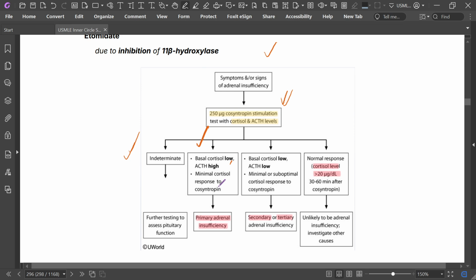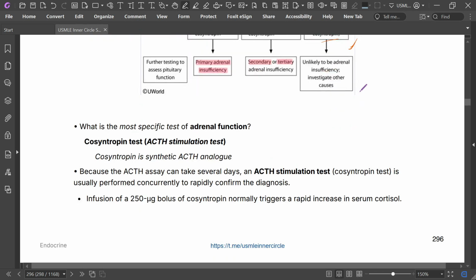If both cortisol and ACTH are low, then it is secondary or tertiary adrenal insufficiency, with minimal or suboptimal cortisol response to cosyntropin. If it is a normal response, cortisol level is more than 20, 30 to 60 minutes after cosyntropin, and adrenal insufficiency is usually unlikely, so investigate for another cause. Low cortisol with high ACTH is primary adrenal insufficiency. If low cortisol and low ACTH, then it is secondary or tertiary adrenal insufficiency.